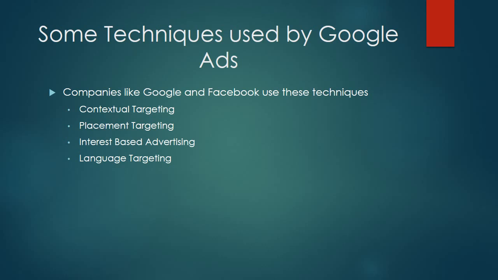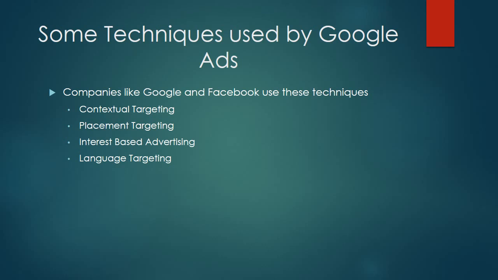Interest-based advertising is advertising where you would make a profile on the user, and based upon that profile you would show ads that the user is more likely to click on.